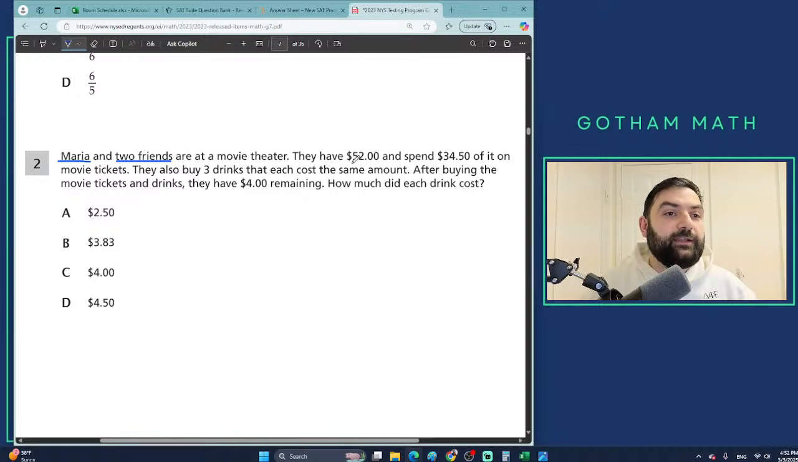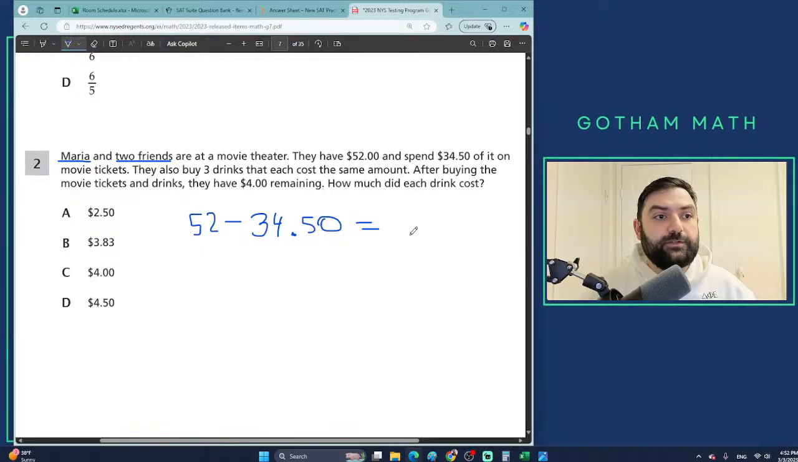All right, so they have $52 and they spend already $34.50 on movie tickets. So in order to find how much money they spend on drinks, we can subtract movie tickets from the whole thing, right? So $52 minus the movie tickets price. That will leave us with the money that they have left after they spend the money on the movie tickets, right?